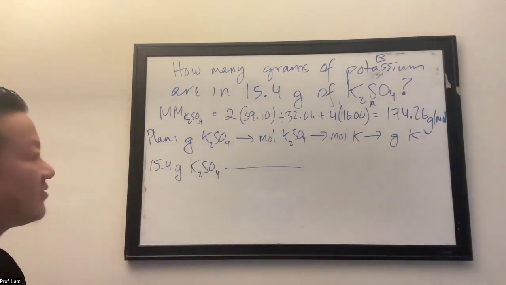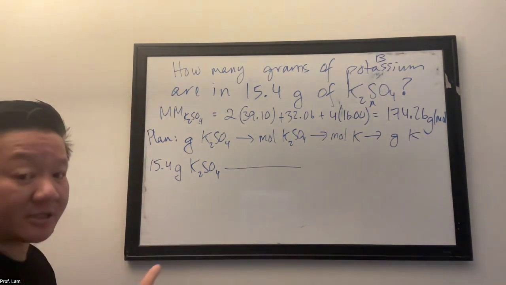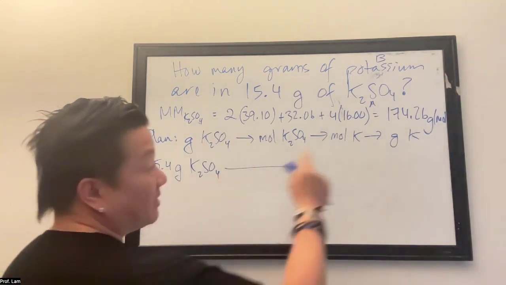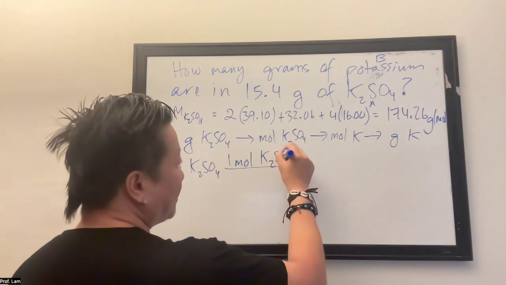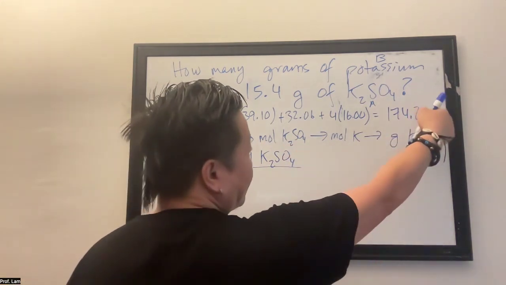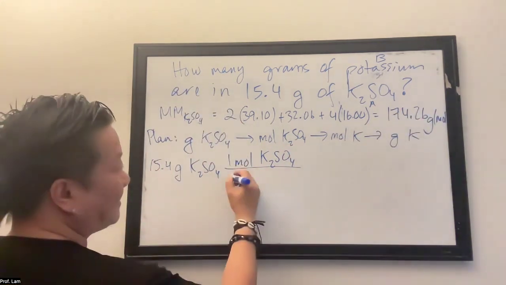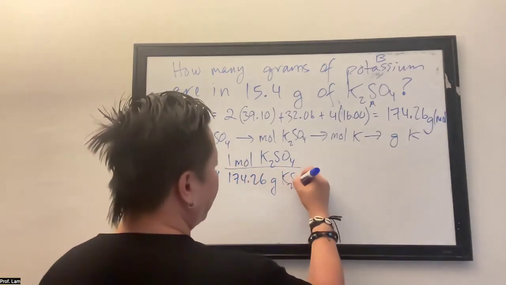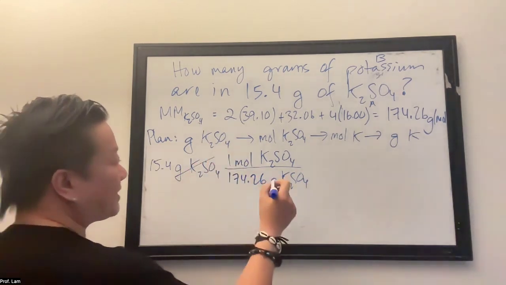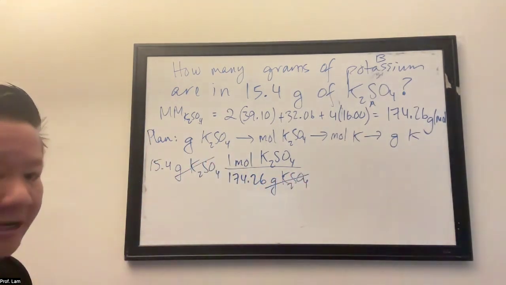We need to get to moles of K2SO4. So that means mole has to go on top. What's the number tied to mole? That's an implied 1, right? And then on the other side of the divide sign is 174.26 grams, right? It makes sense that we want that on the bottom because we want this to cancel out.